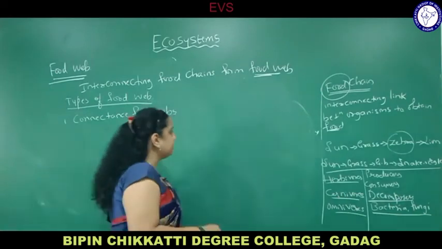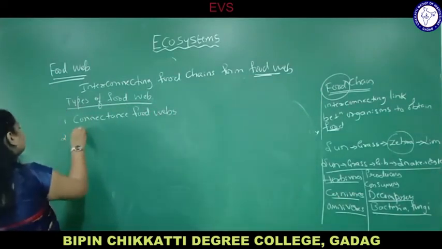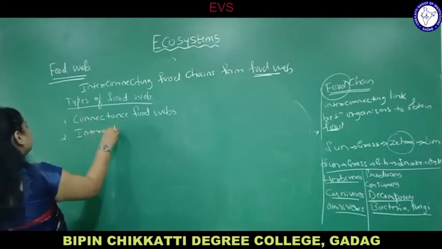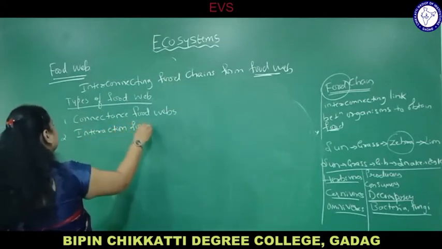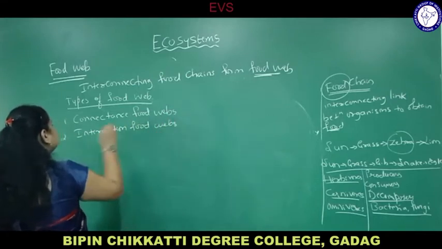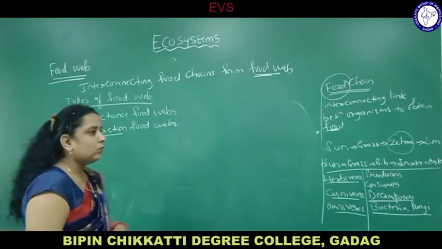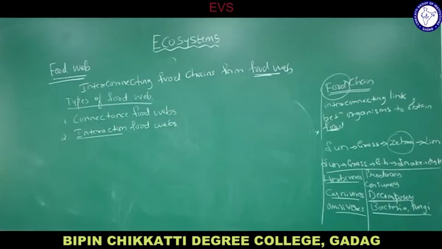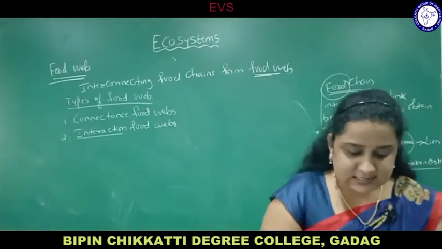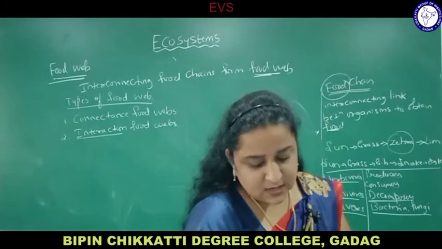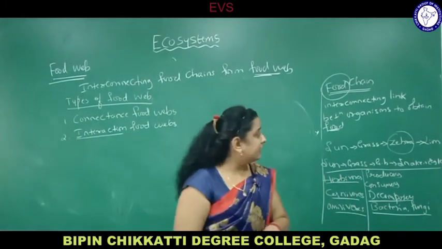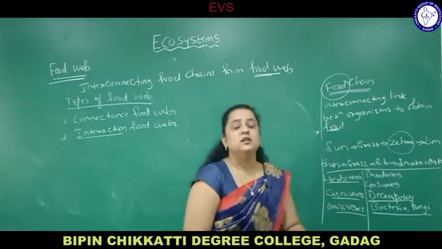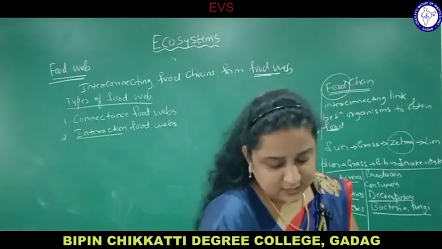Interaction food webs, number 2. As the name indicates, again, interaction. As you all know, there is always interaction between each and every organism in the environment. Without interaction, all of these are functionless. Without interaction, there is no functioning in the ecosystem. So similar to connectance, one species is being consumed by another species. It means that it is interconnected, always connecting to each other. So it is called interaction food webs.